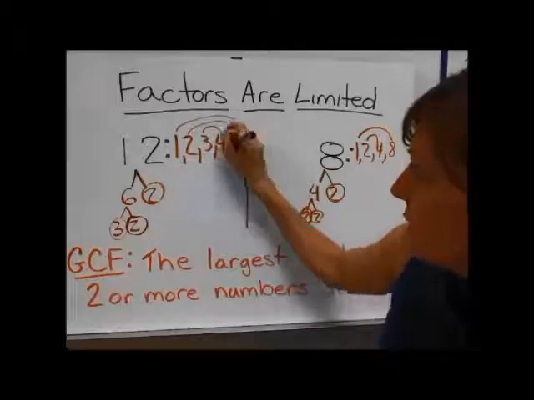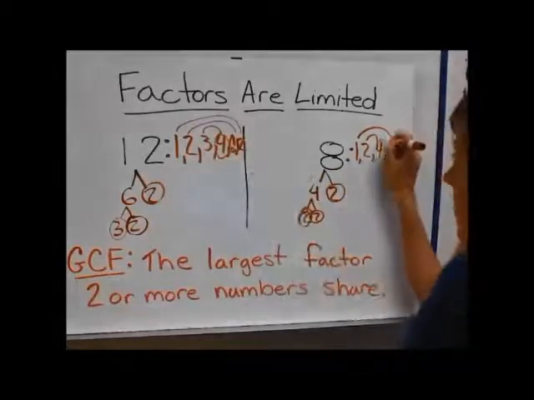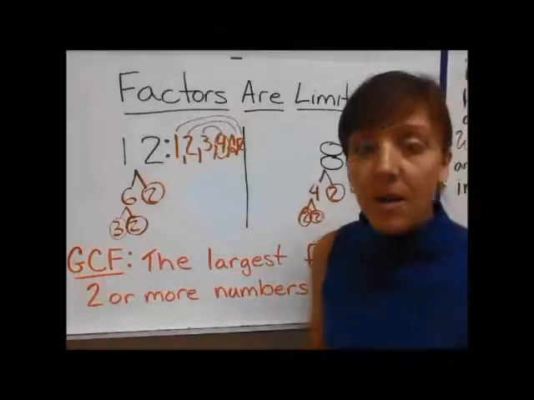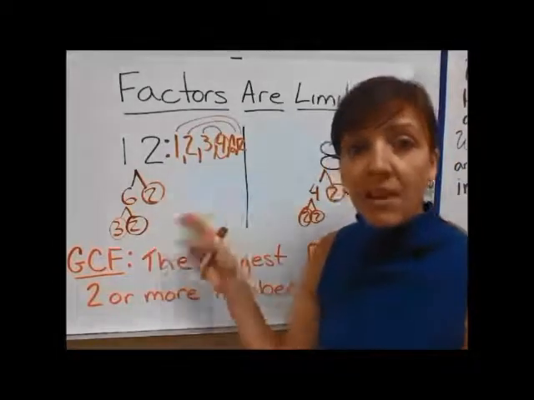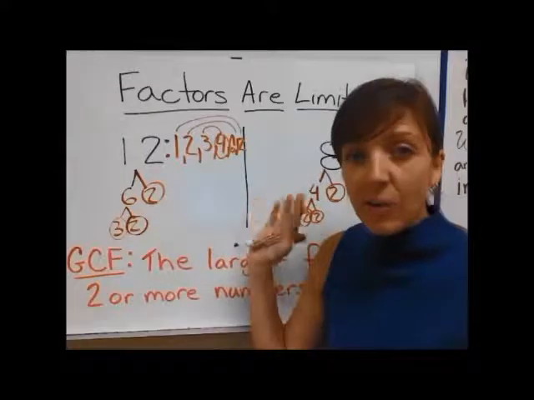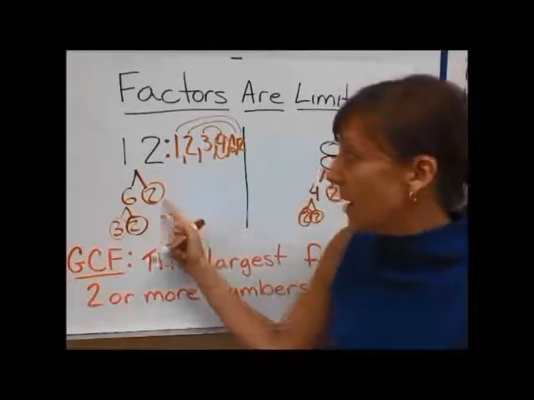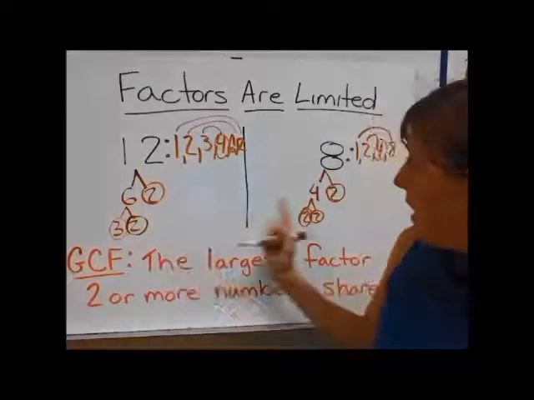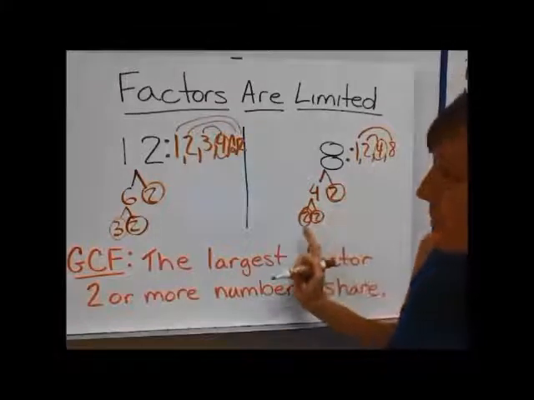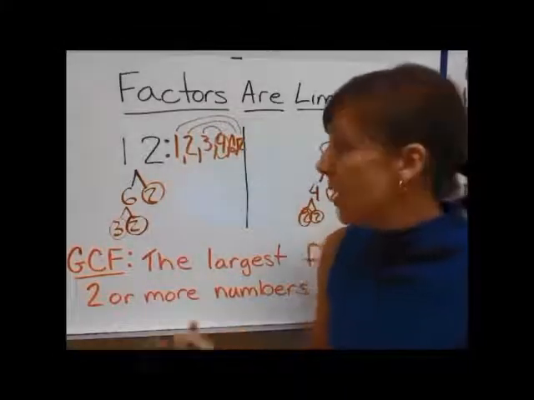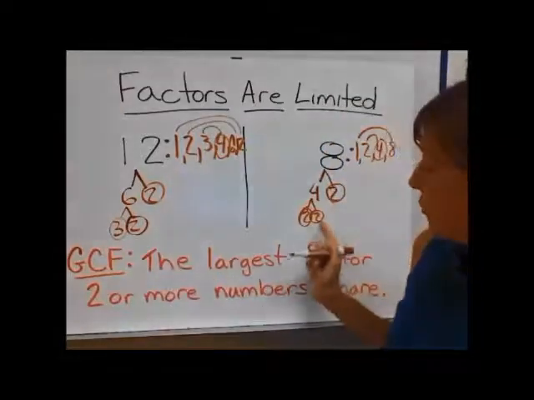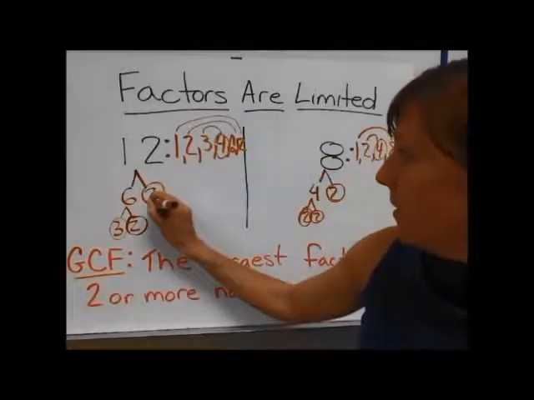Looks like 4 is the largest number on the list. So it looks like 4 would be the greatest common factor. Now, breaking down the 12 and the 8 in a prime factorization tree, I can find 4 on the tree also. I'm just looking at the prime numbers, and I'm looking for which prime numbers they both have in common. Well, they both have 2 2s on their tree.